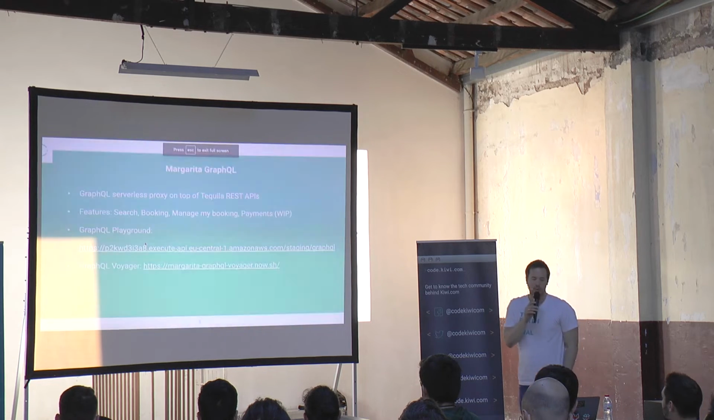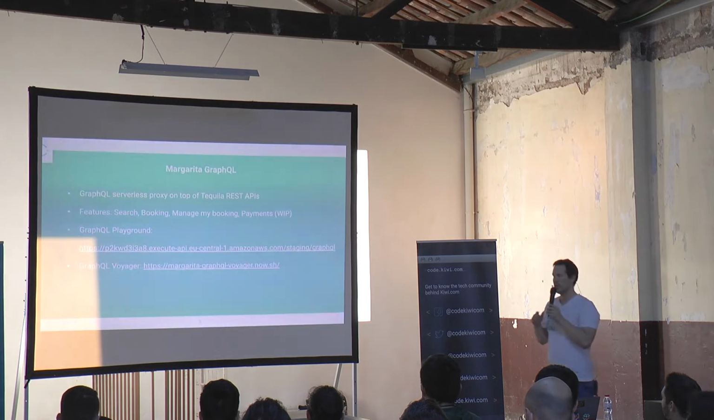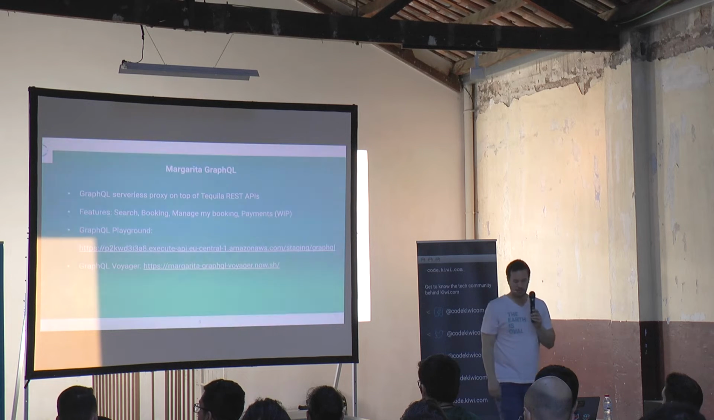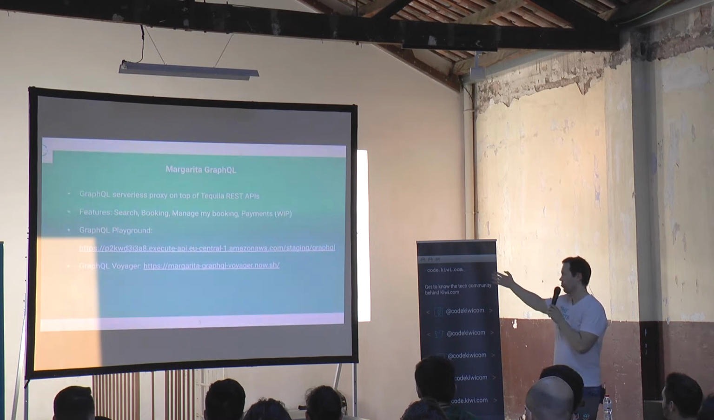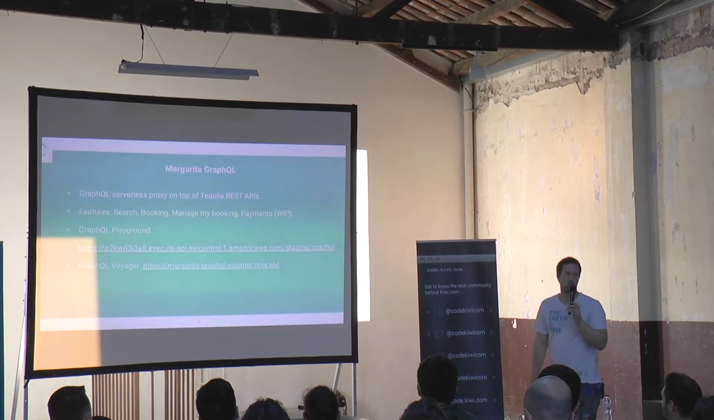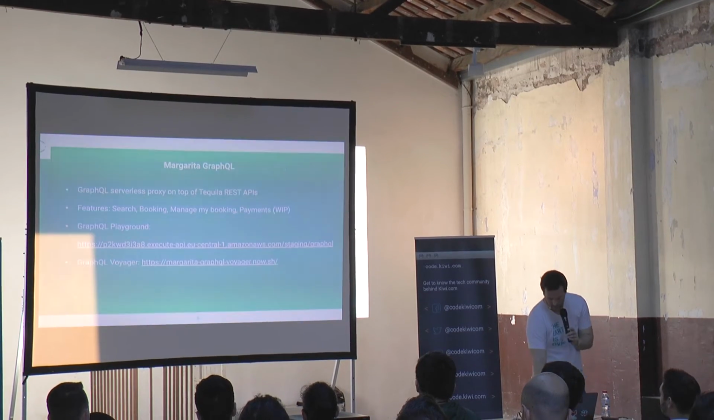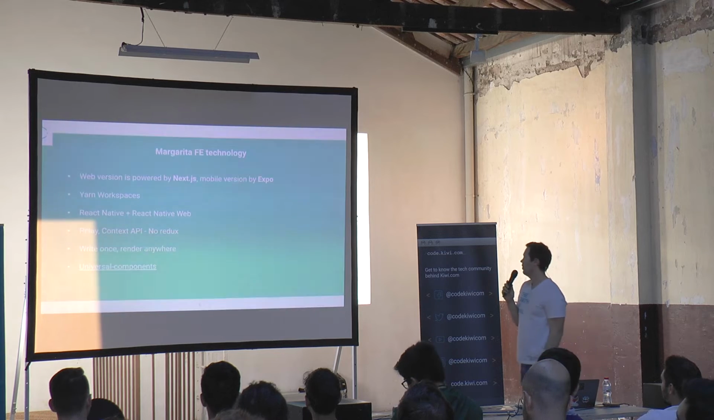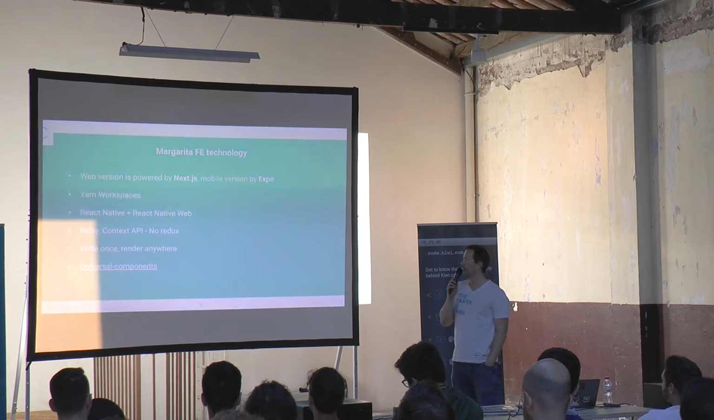And we also have the GraphQL Voyager, which shows the static server-generated types we get from GraphQL. Both of these URLs are available from the documentation on Margarita, on the GitHub page. So a little bit about the front end.